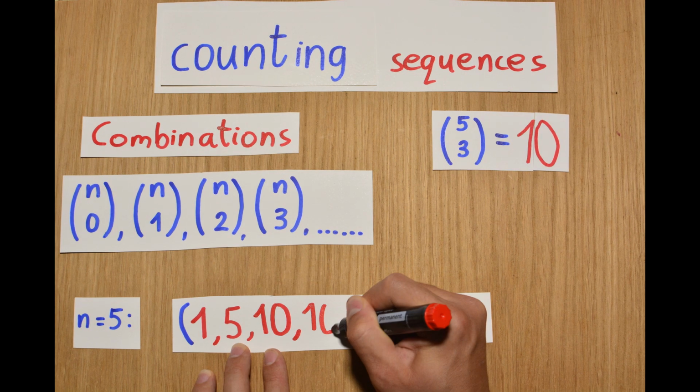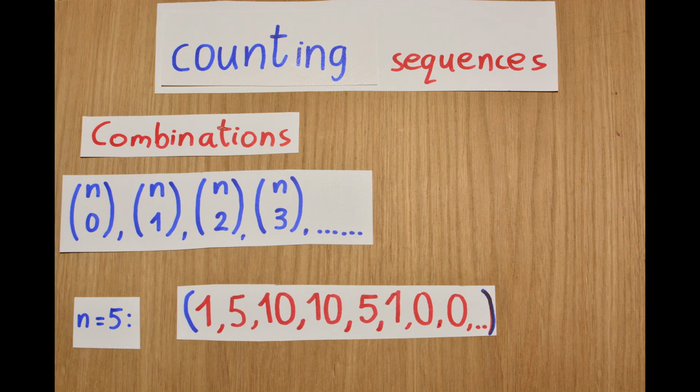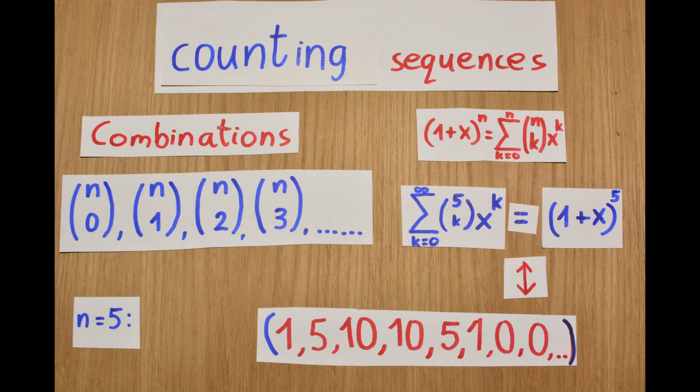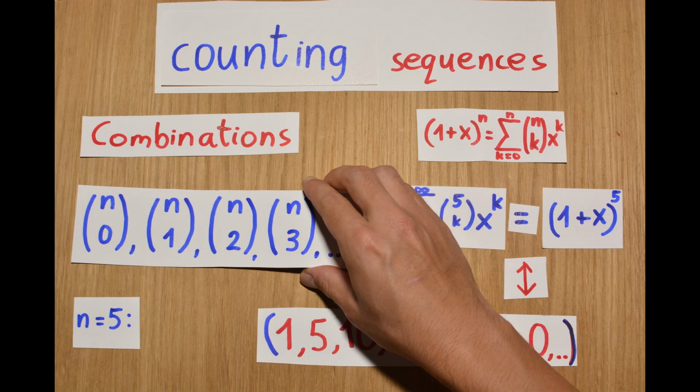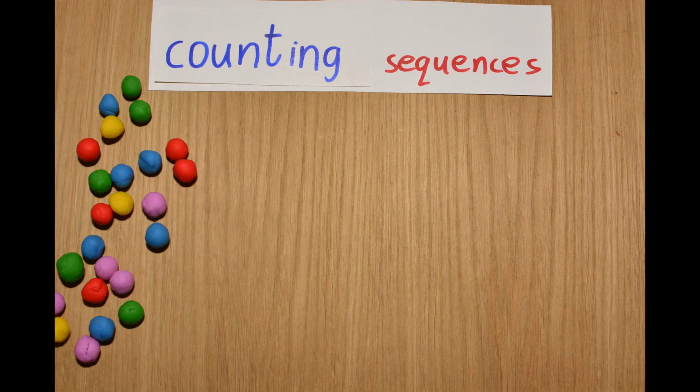For a case of different sized choices from 5 items, we get the sequence 1, 5, 10, 10, 5, 1. And it is symmetric, since choosing some items is the same as choosing which items to not choose. We continue with zeros, since there is no way to choose 6 items if I only have 5. The generating function for this sequence is easy to read off from the binomial theorem, and you probably have already seen the formula for calculating the number of combinations in high school, so we won't dwell on this.